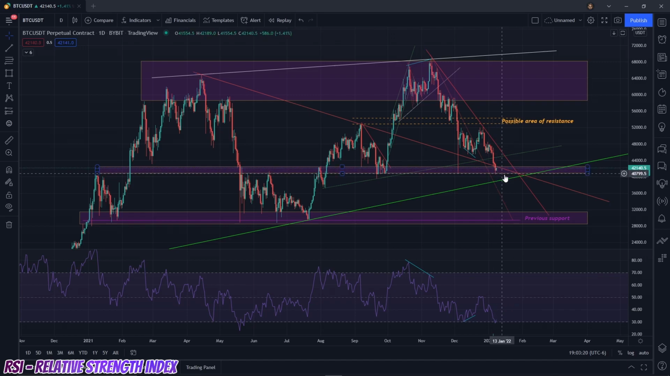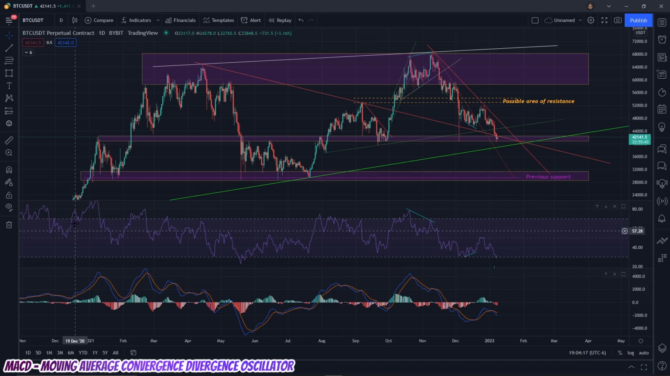So if we're trying to enter this area for a long, we're going to need to find support again in this zone and hope that we can get a retest of this breakout. The RSI currently supports that price is oversold. So that means we can use the RSI to confirm that this is a good area to start looking for a long position or accumulating coins to go long. Now we're going to be looking at the MACD. We're going to keep the RSI on there and look at the MACD as well.